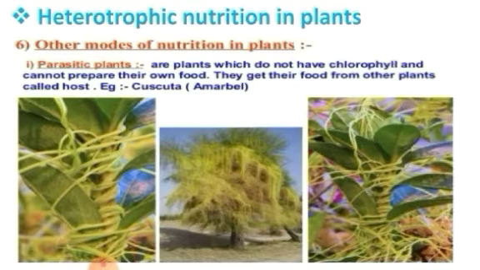Why do a few plants depend on other plants or animals for their food? Because they do not prepare their own food. Why can they not prepare their own food? Because they cannot perform photosynthesis. Why can they not perform photosynthesis? Because they do not have chlorophyll in their leaves.